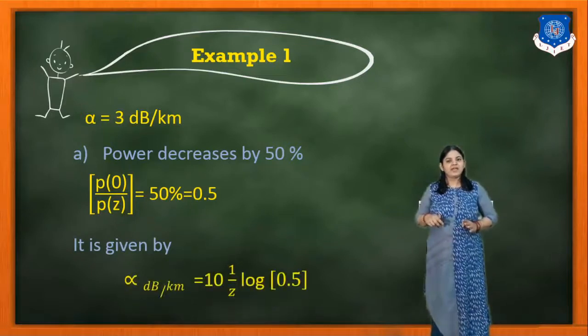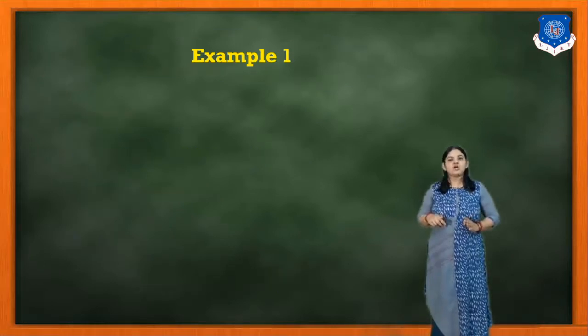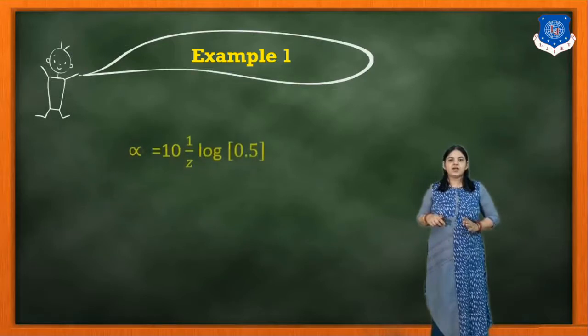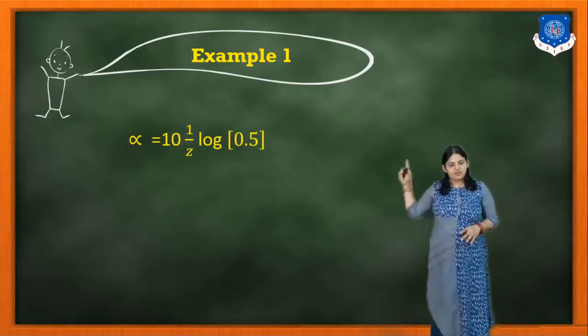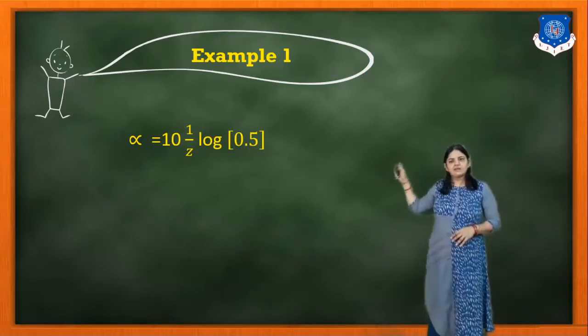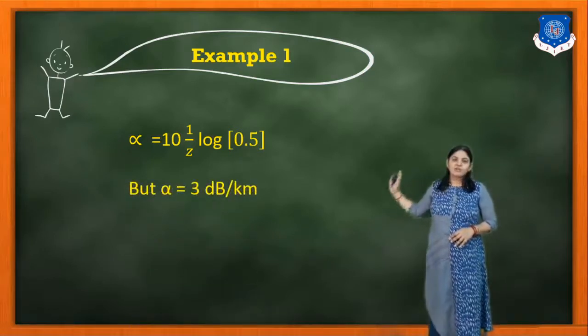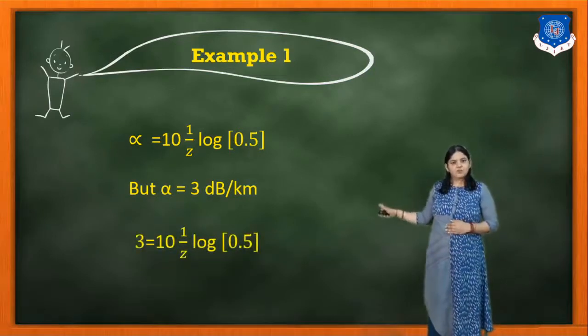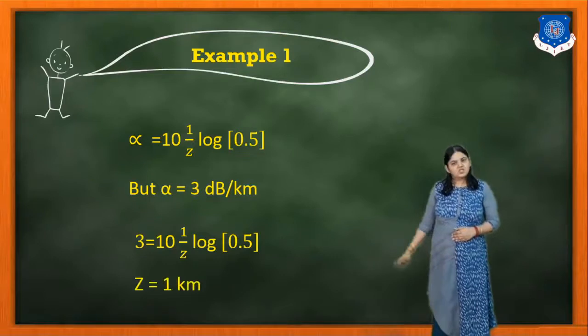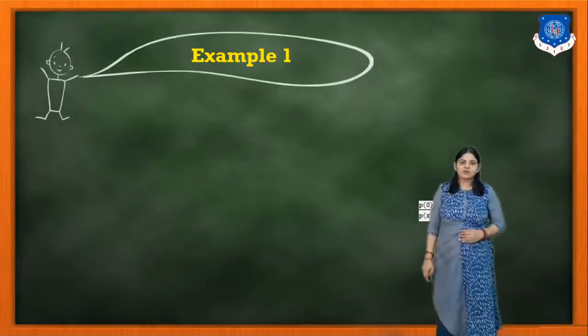So it is given by alpha dB per kilometer. We have studied the equation that it is 10 1 by Z log 0.5. So now alpha is equal to 10 1 by Z log 0.5. But what is the value of alpha? 3 dB per kilometer. So we put the value inside the equation. That is 3 is equal to 10 1 by Z log 0.5. So Z is equal to 1 kilometer.